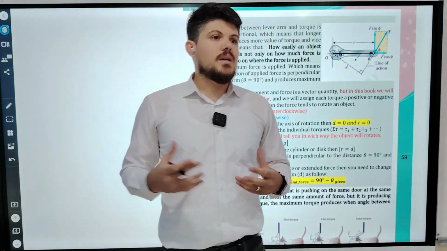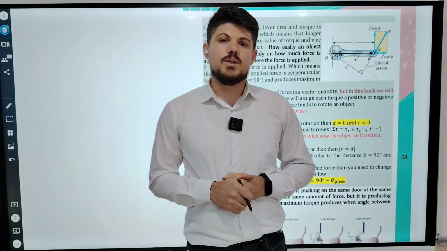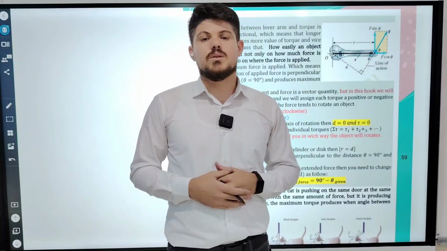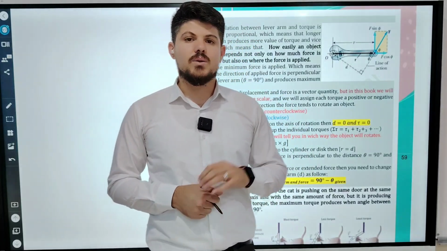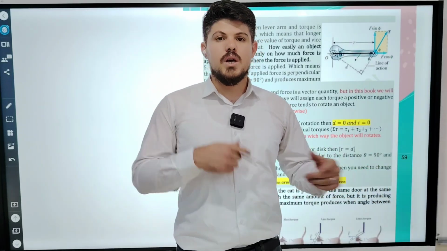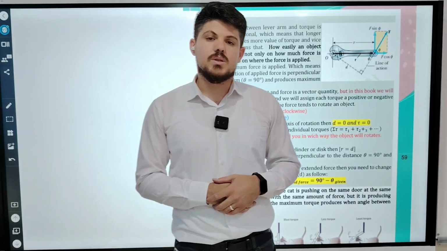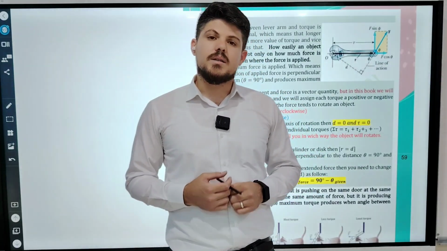In the second topic, we studied the torque. The torque is a measure of the ability of a force to rotate an object about a specific axis. For example, when a force is applied on an object, instead of moving the object from one position to another, it rotates around a fixed axis. In that case, torque is produced, which is equal to force times d times sine theta.